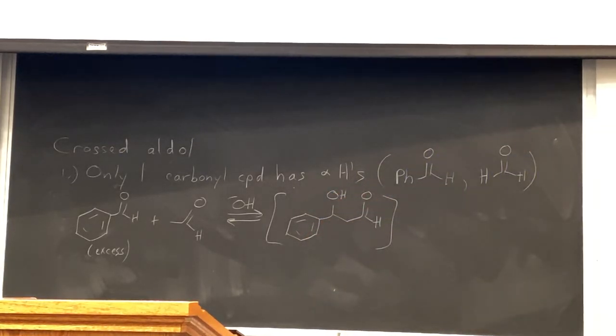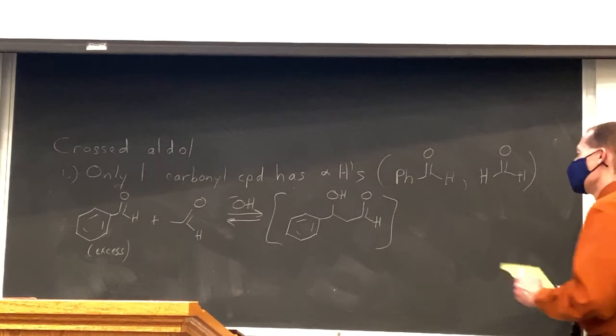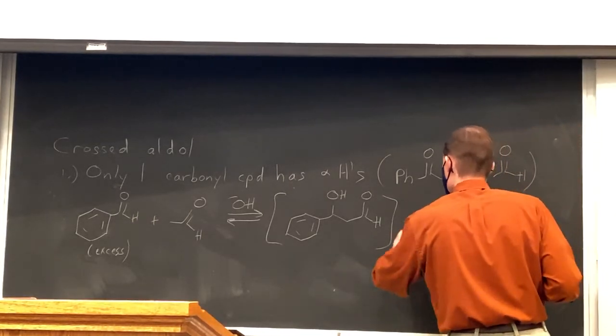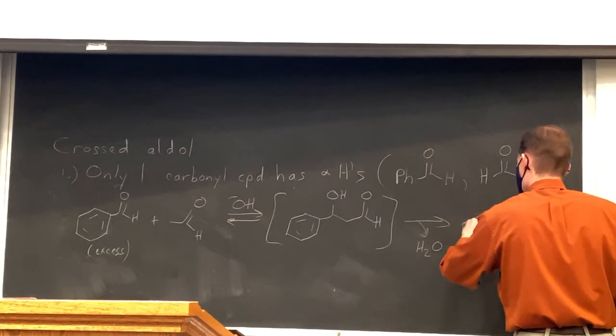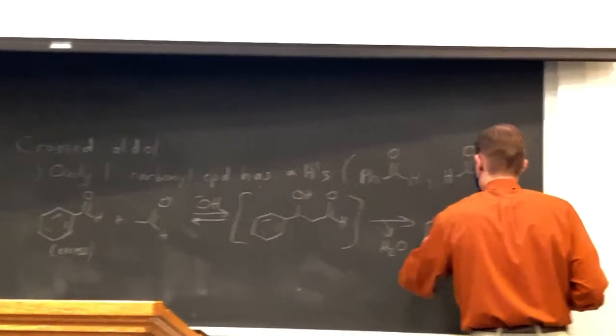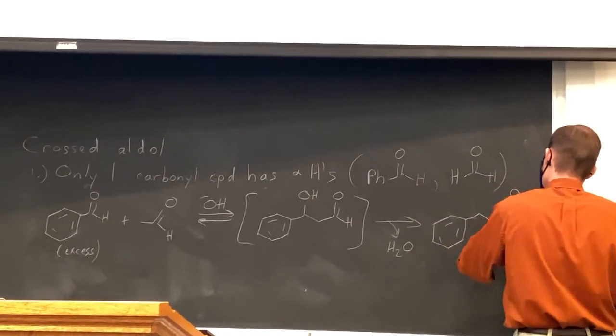Are we going to be able to stop here? Think about what we talked about at the end of class on Friday. Why will we not stop here? What's going to happen? Dehydration. Why is the dehydration spontaneous in this case, Sydney? Because we have the additional conjugation. Our double bond is not only going to be conjugated to the aldehyde carbonyl, it's also going to be conjugated to the benzene ring. Okay?